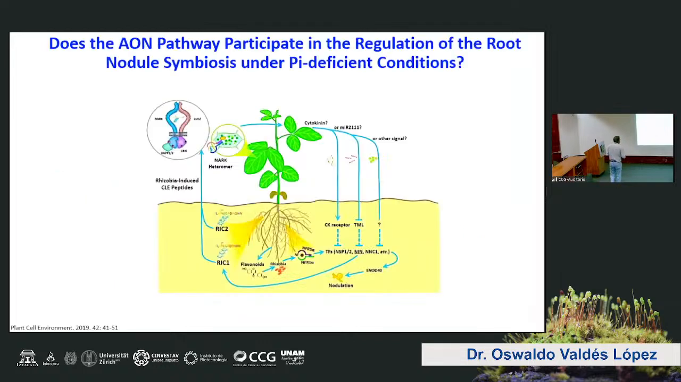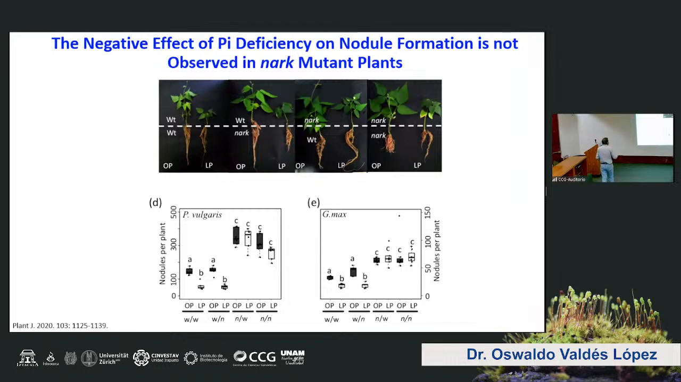So what we did is we are really lucky to have a Phaseolus vulgaris mutant plant for the NARC receptor, and we use it to answer if the autoregulation of nodulation pathway participates or not in controlling the number of nodules. So we did grafting experiments using wild-type plants and the NARC mutant. Here you can see the different combinations, but the main message of this experiment is that the NARC receptor is required to control the number of nodules under low phosphate condition.